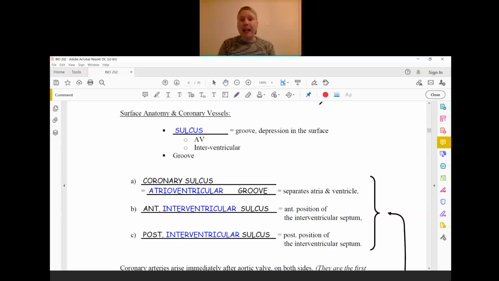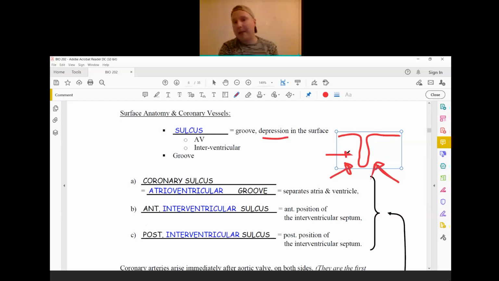The term sulcus should be something that you're familiar with from when we discussed the brain in BIO201. Sulcus was this kind of a depression on the surface of a structure. So we had those sausage-looking surfaces of the brain. The depressions, deep ones, were either fissures or sulcus. Well, we find those depressions also on the surface of the heart. So let's draw our heart here.